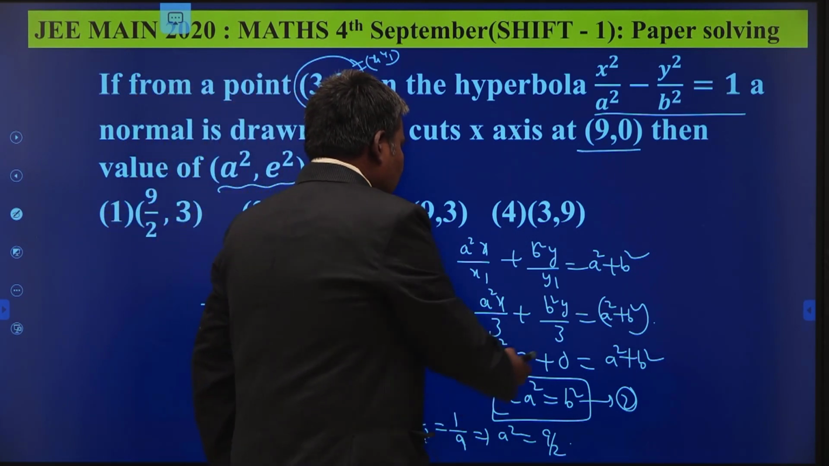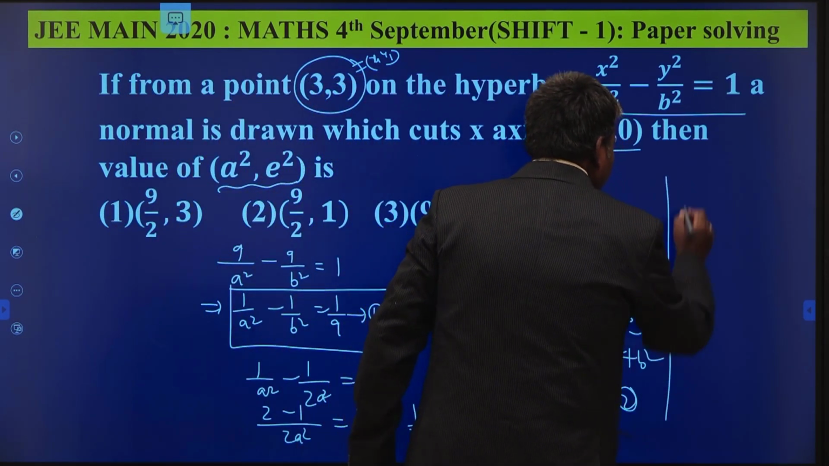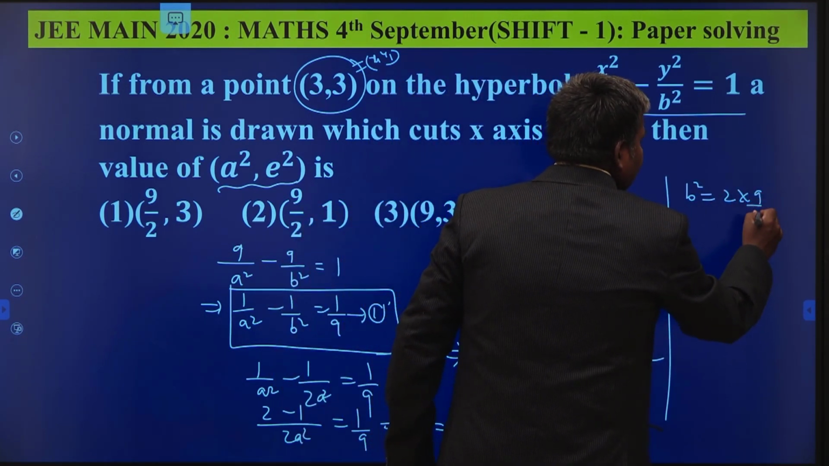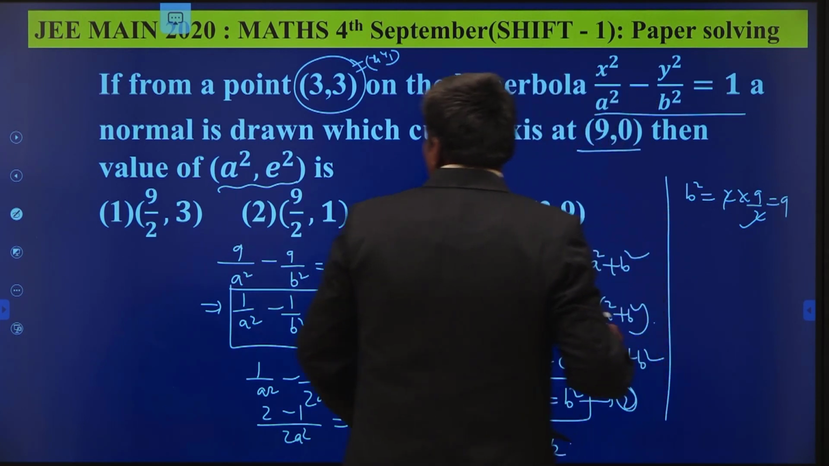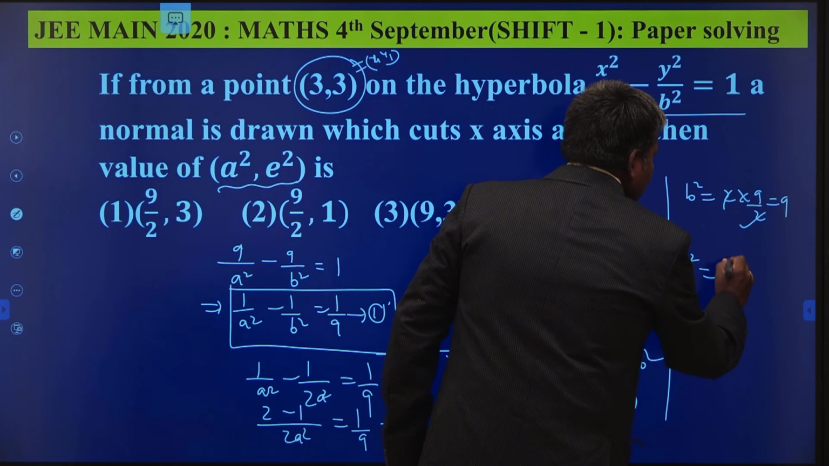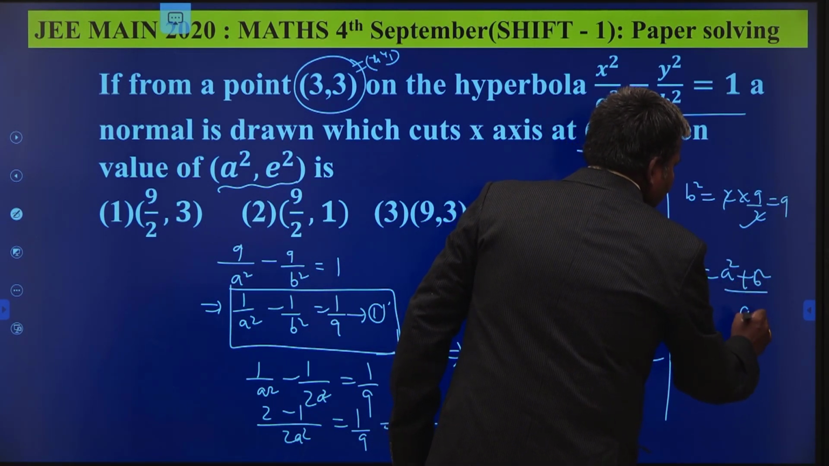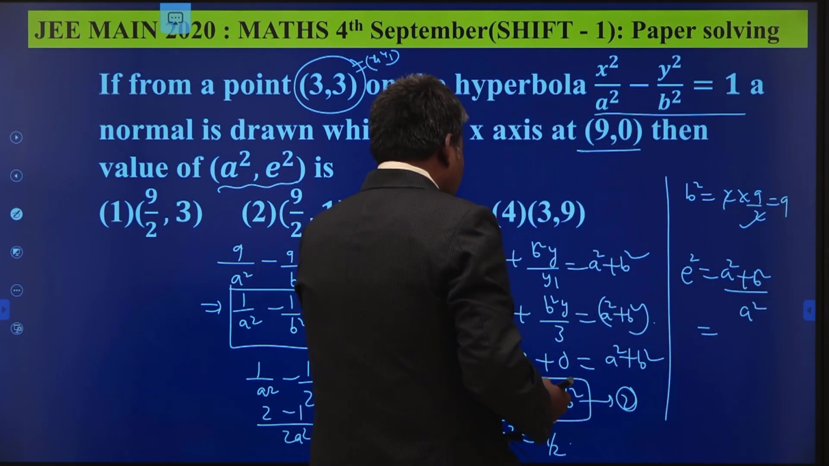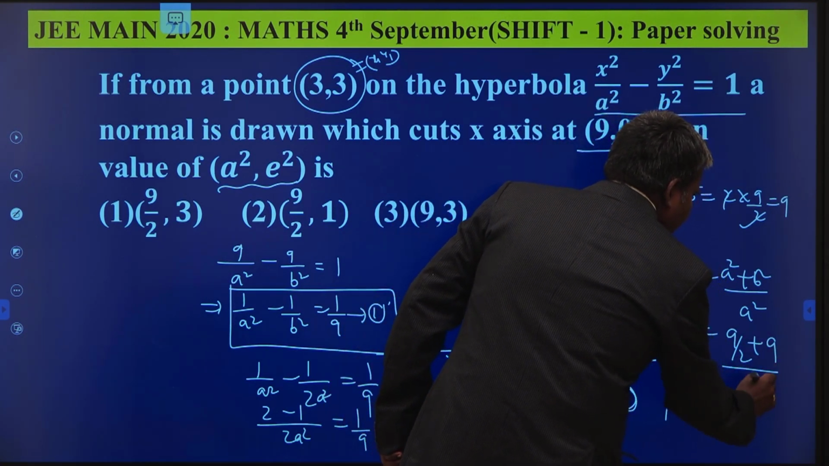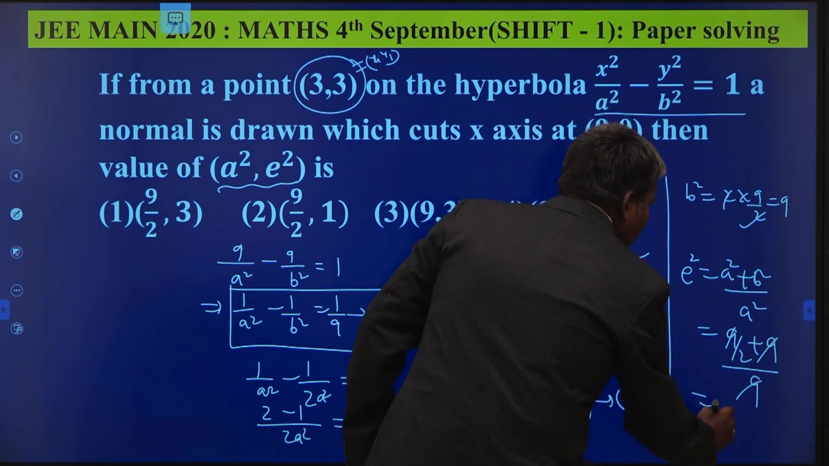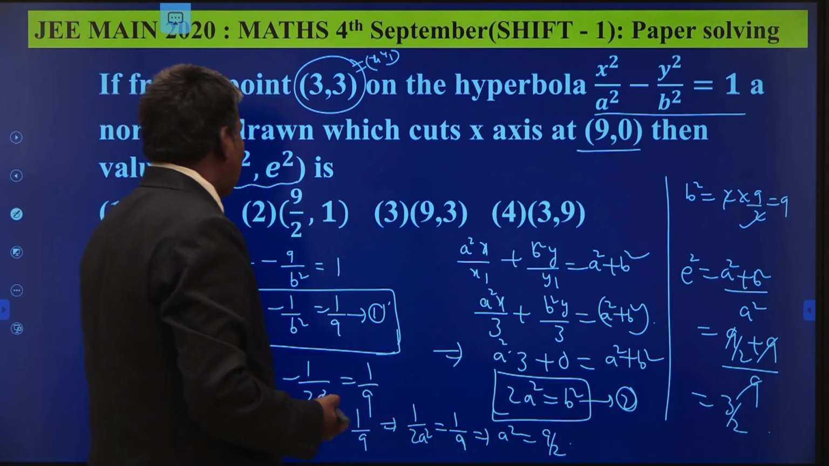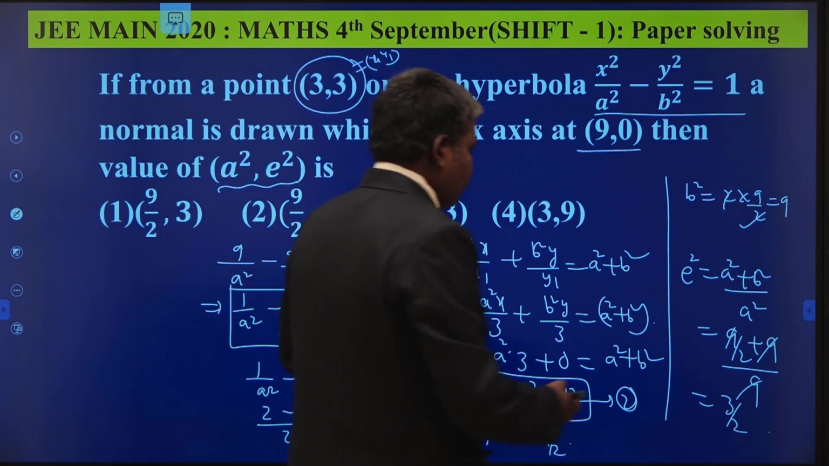When a square is 9 by 2, b square is what? B square is equal to 2 times a square, 2 into 9 by 2, this is 9. What you have to find out? E square of the hyperbola. E square is nothing but a square plus b square by a square. What is your a square? 9 by 2 plus 9 by 9 by 2, the 9s get cancelled. 1 by 2 plus 1. This is nothing but 3 by 2.